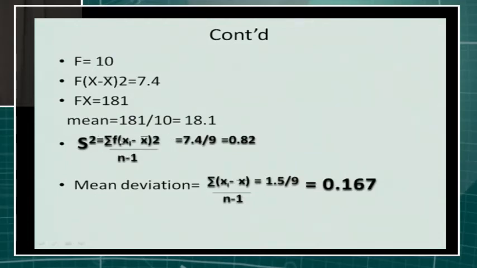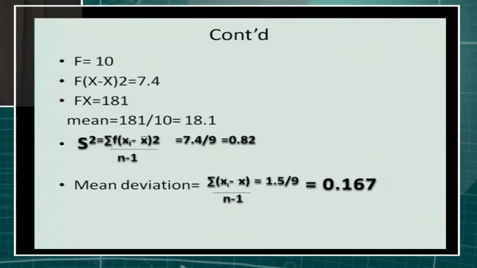So the substitution for the summation f into bracket x minus x bar squared, and that is 7.4. Still our n is still the sum of f, so that is 10 minus 1, which is 9. You are still getting the same thing, 0.82. Now, we are solving for the mean deviation now.